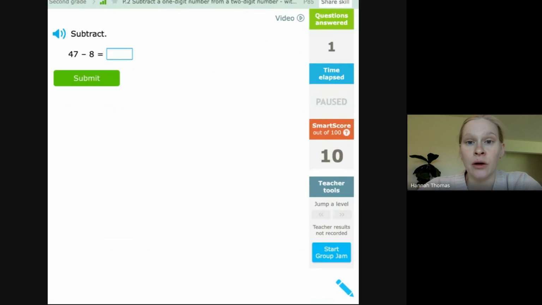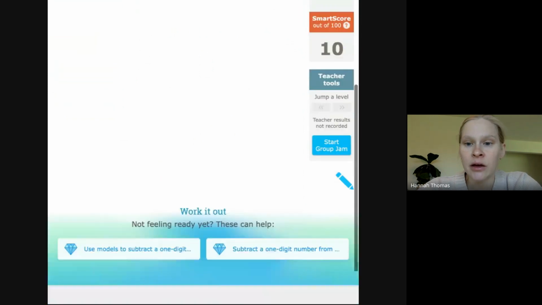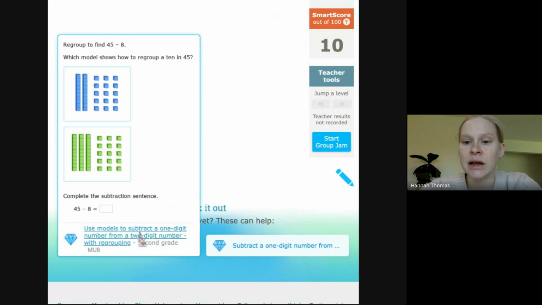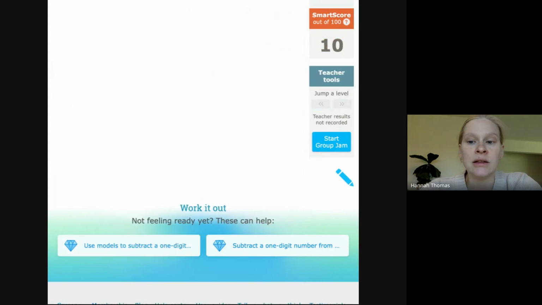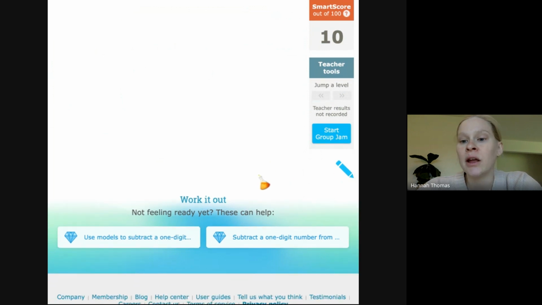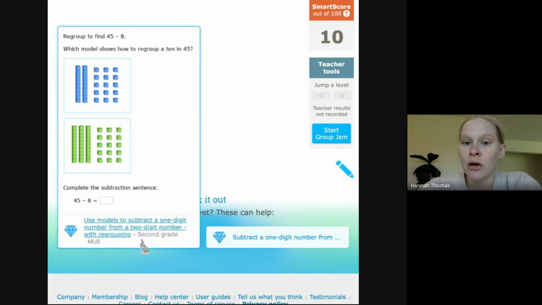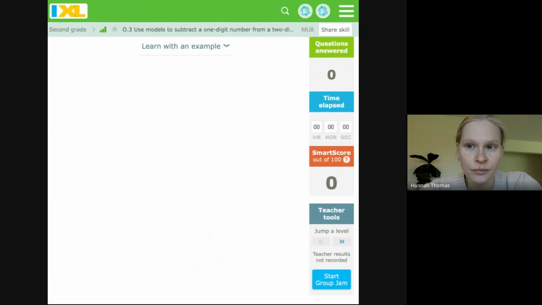If they see that you are very far behind in the skill, we have this bottom part where it says, "Not feeling ready yet? These can help." So these are some skills that you would need to master first in order to be able to complete this assignment. So if it was a really difficult lesson for you, you could go to one of these assignments instead and work towards mastery here first.